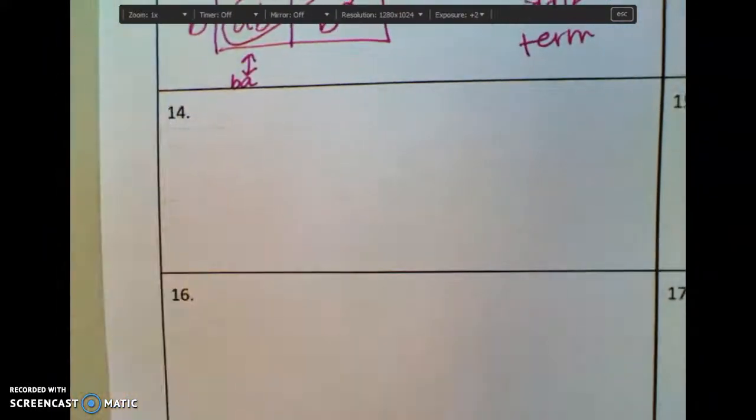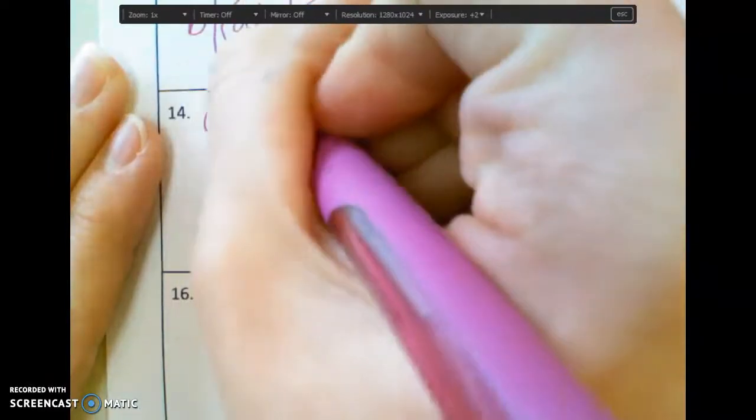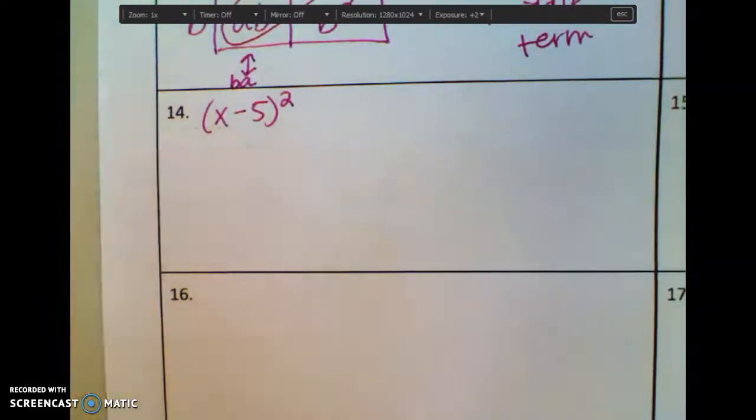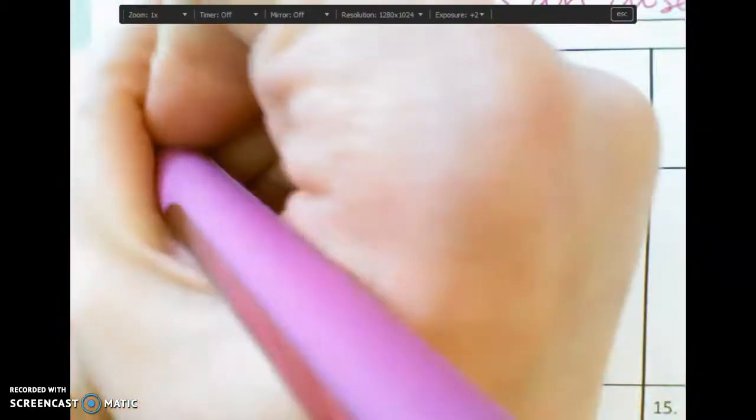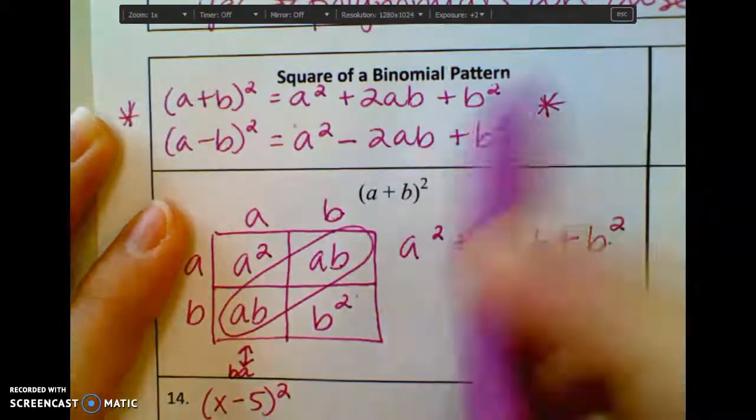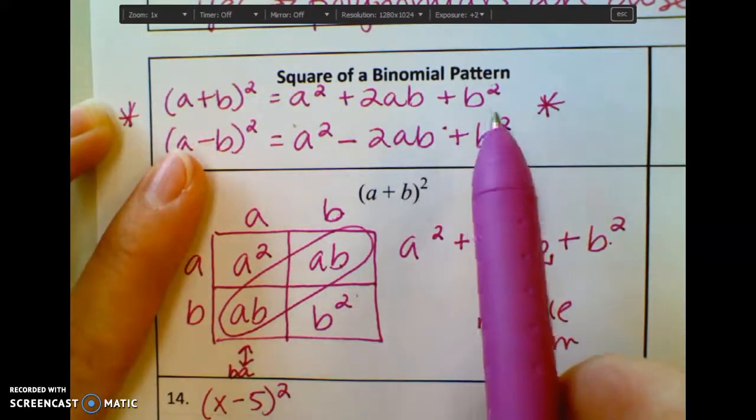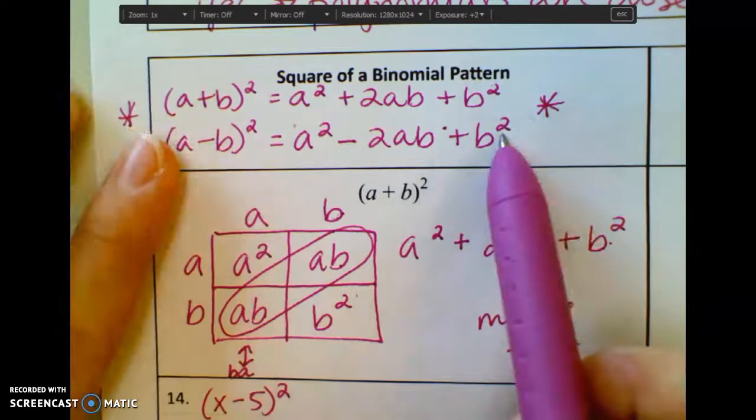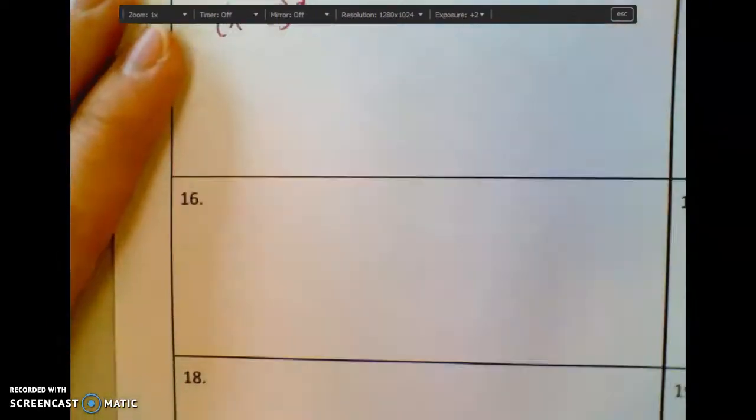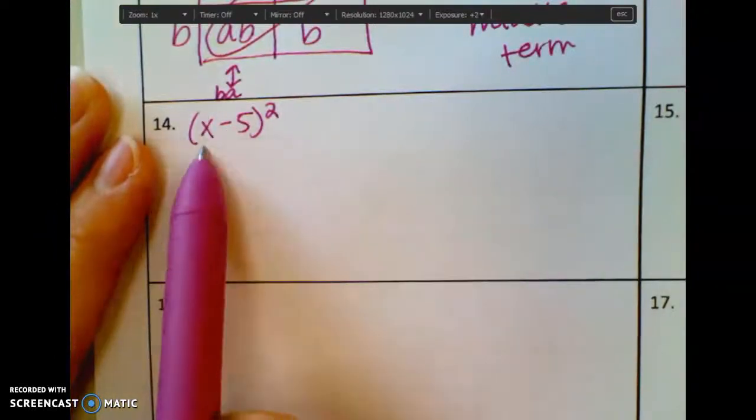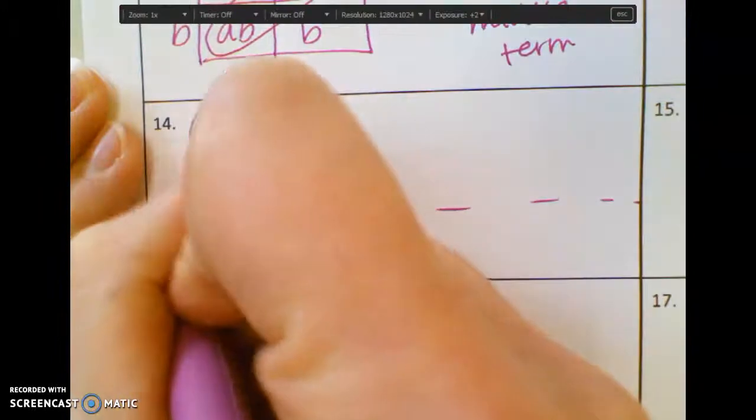So let's look at number 14. What if we have (x - 5) squared? You have two options. One option is to memorize the rules. I would highly encourage that, because if you memorize these, it is really going to help you in the long run once we start factoring, which we'll do later. If you refuse to memorize them, that's okay, that's on you. You can just distribute them. So we're going to do this two different ways.